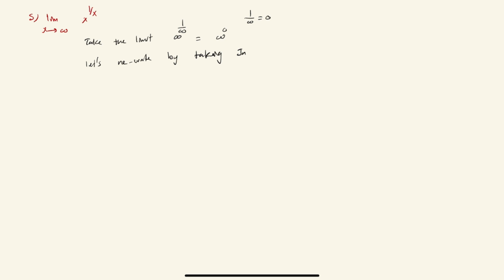So I'm going to take the natural log of this term. So I'm going to take the natural log of x to the power 1 over x. Now using the properties of natural log, it's going to be 1 over x multiplied by natural log of x. Now I want to take the limit of this function.